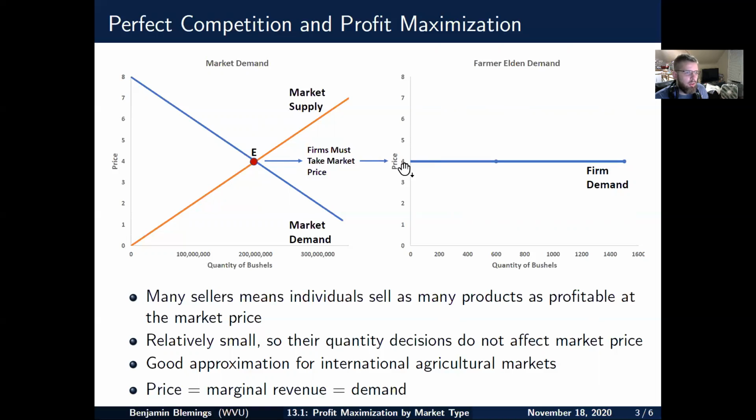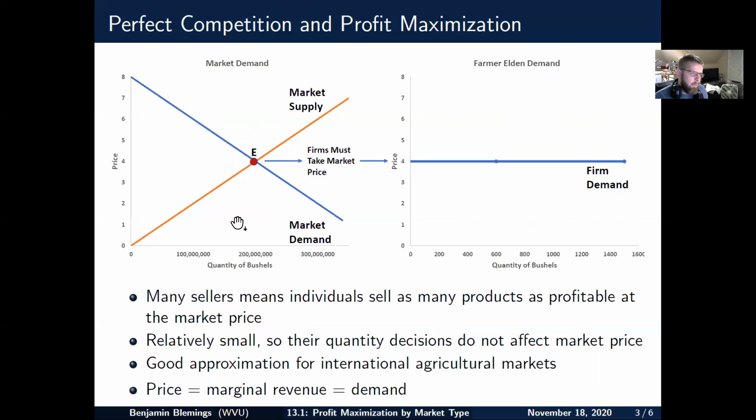Well, Farmer Eldon here, that means he's got to take this market price. He has no power to move the market price because he's small relative to the total number of sellers in the market. And so they're not affecting this market price. And this is a good approximation for several markets, and a really obvious one is the international agricultural market, because there are a lot of sellers and they all have the same product. A potato is a potato.